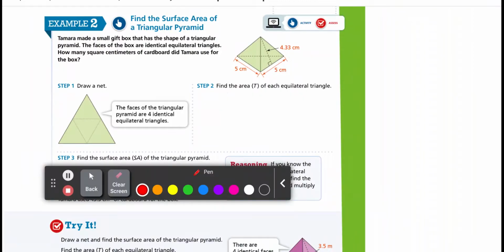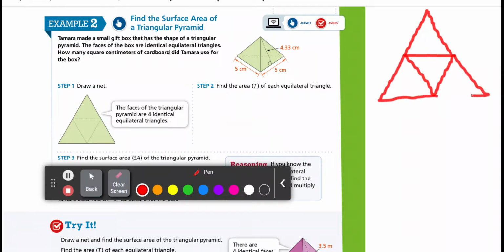I would start by making the one triangle. And then that triangle comes down like this. So we have 2 triangles. And then we're going to add our last triangles on the sides. So there we have our net for our triangular pyramid.